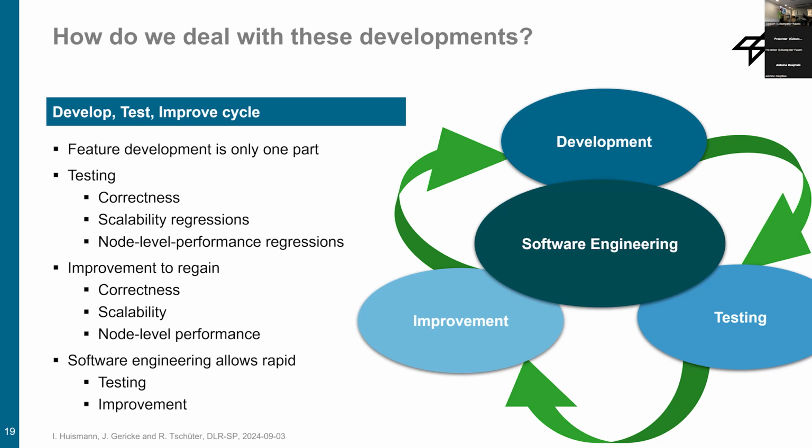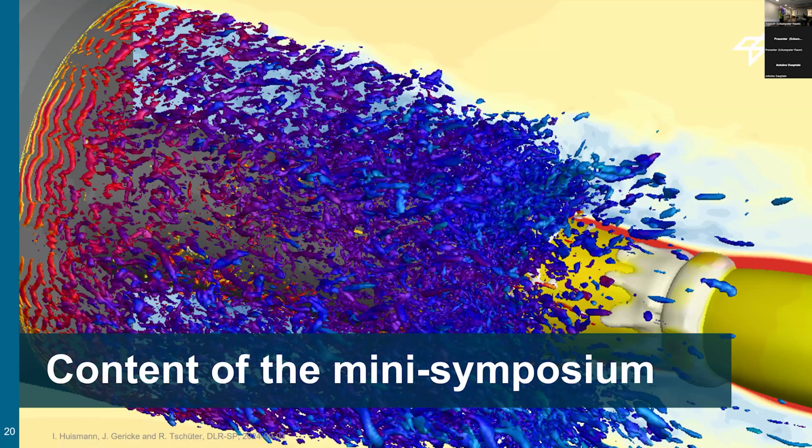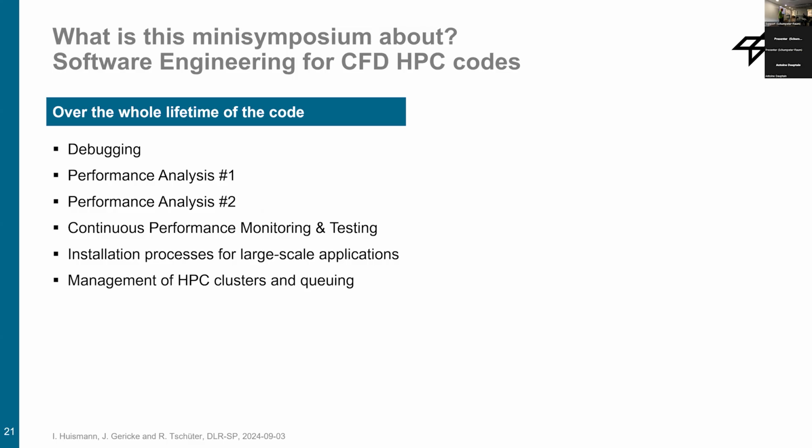And that directly brings us to the name of the Mini-Symposium and the contents thereof. Because over the whole lifetime of the code, we need to do stuff. That is, debug, test, and find issues. Performance analysis, we will have 2 talks about that. Then we have to somehow track whether we have got the same performance we had a year ago or whether something went horribly wrong. So we need to instantiate continuous performance monitoring and testing for the code.